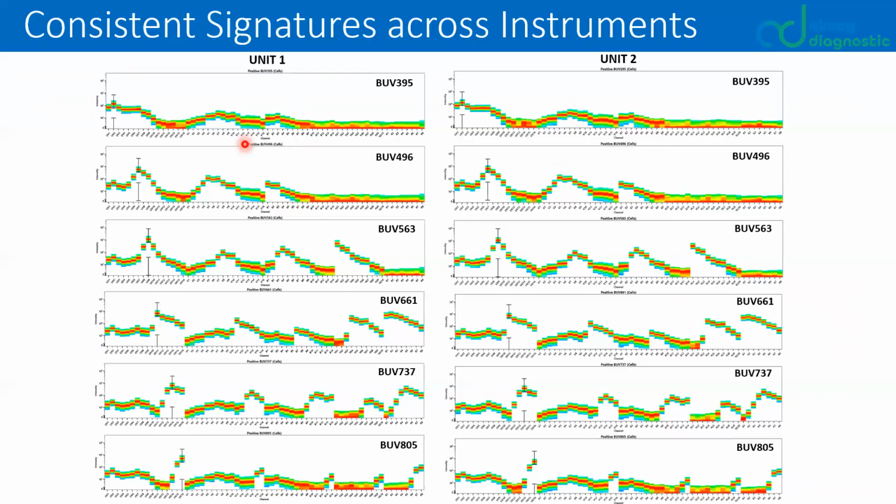So let's look at the signatures. These are 6 dyes listed here, and the signatures are shown for 2 different units. As you can see, they are completely identical signatures. This is achieved thanks to the voltage being controlled by QC beads and optimized Cytek assay settings rather than by the user itself.